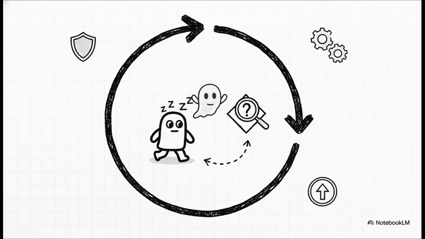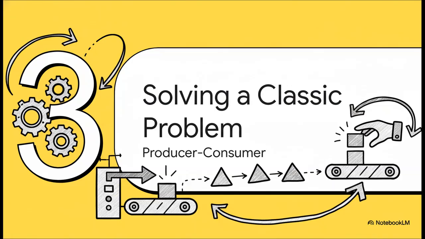If that thread wakes up spuriously for no reason, the while loop forces it to go back and check the condition again. If the condition still isn't true, it just says, nope, back to sleep, and calls wait again. This simple little loop is your shield against spurious wakeups and all sorts of other nasty race conditions. All right, so we've got the theory down.